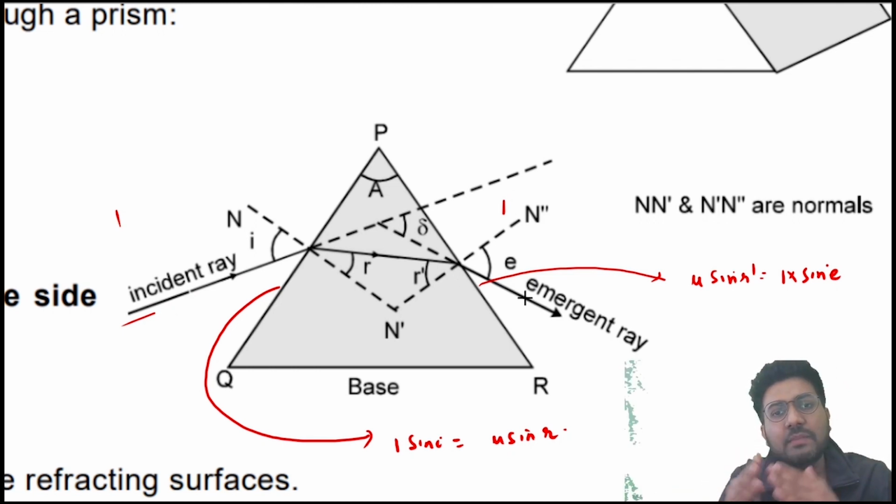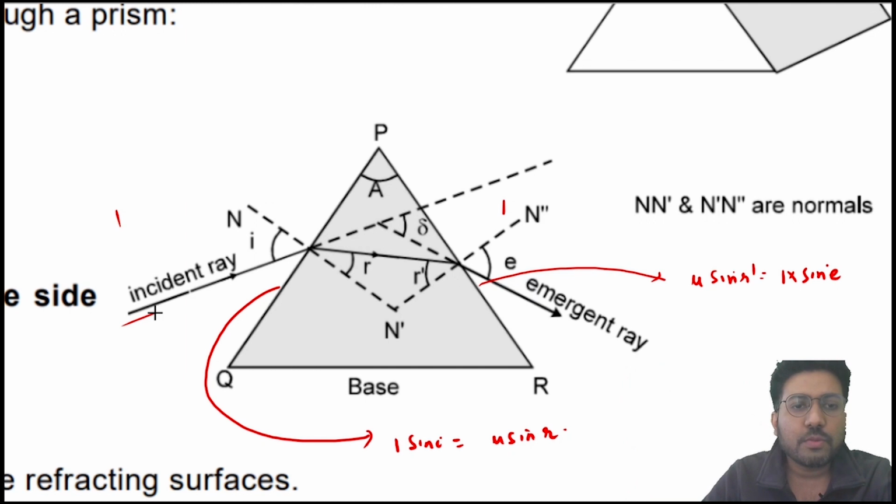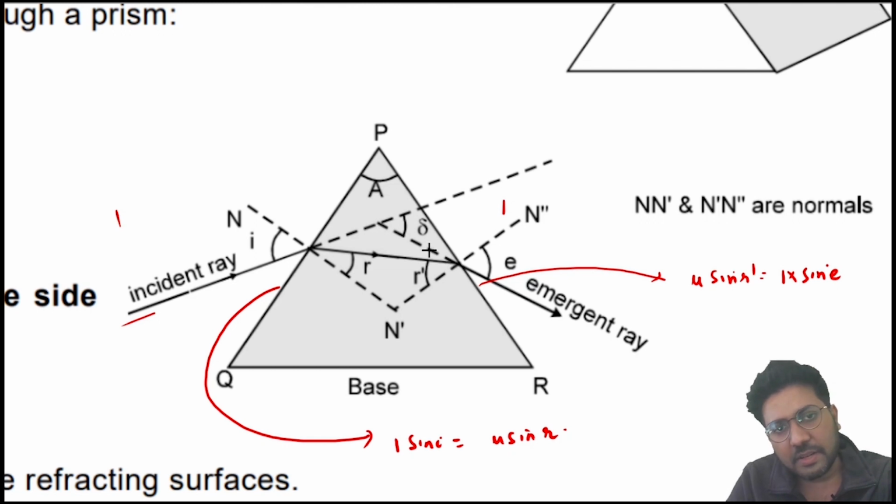You know that the angle between the incident ray and the emergent ray is called the angle of deviation. So what I have done here is I have produced this incident ray forward, and I have produced this emergent ray backwards. They intersect at this point, then this particular angle will be the angle of deviation, right? Now to find the angle of deviation, first let us look at what else we can find here.